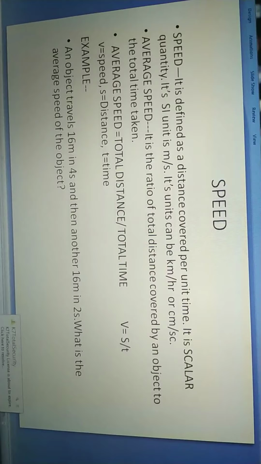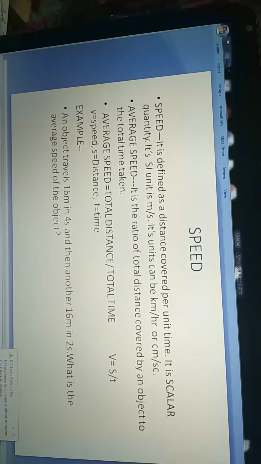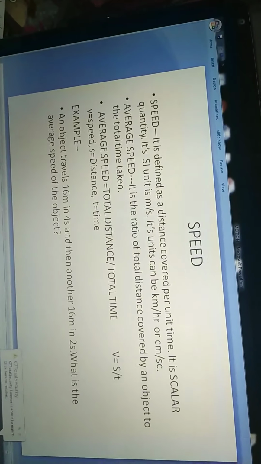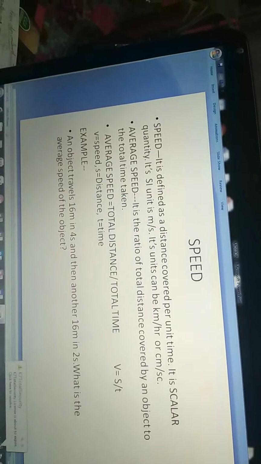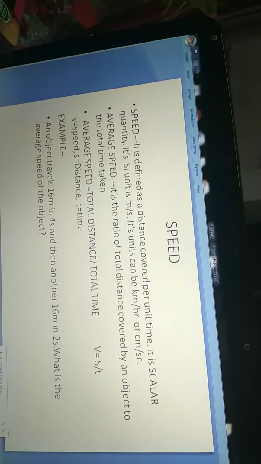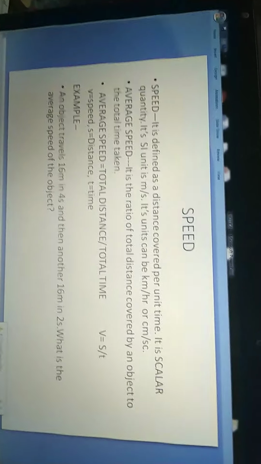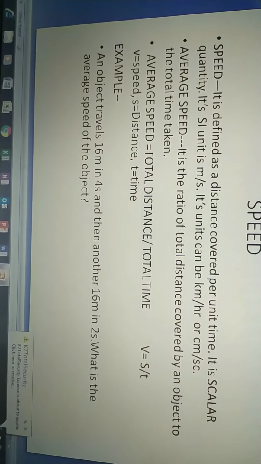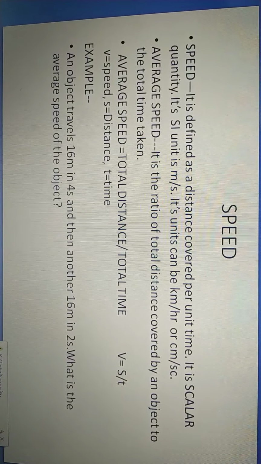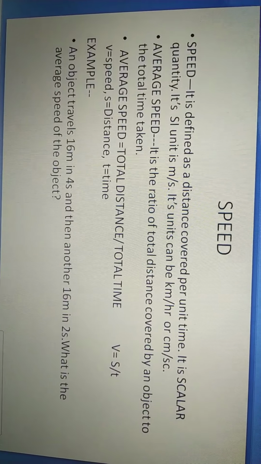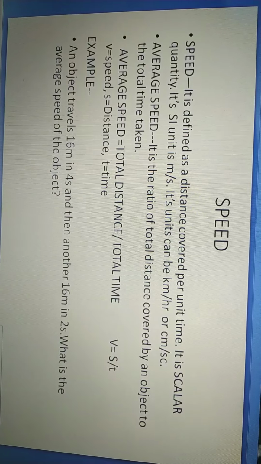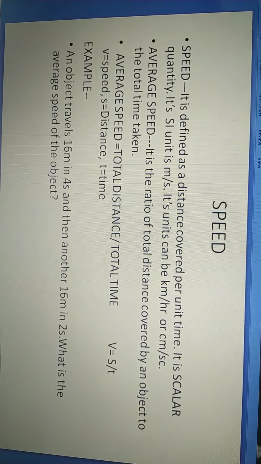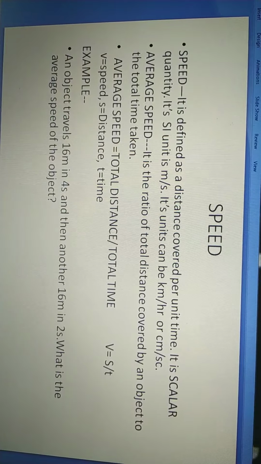Children, in most cases the object will be in non-uniform motion. In that case, we measure the average speed of the object. To calculate the average speed, it is equal to the total distance upon total time. That is, average speed is represented by V, and that is equal to S upon T. S is the distance traveled by the object, T is the total time.